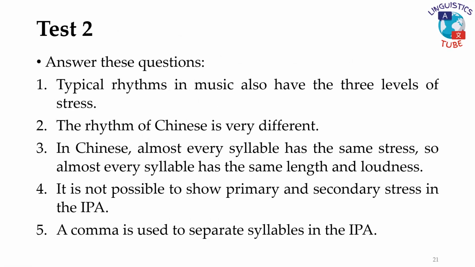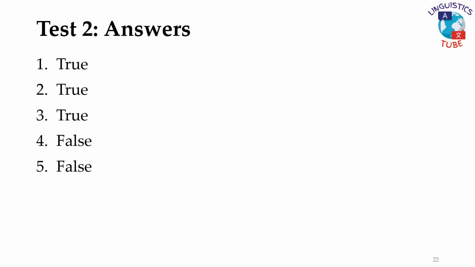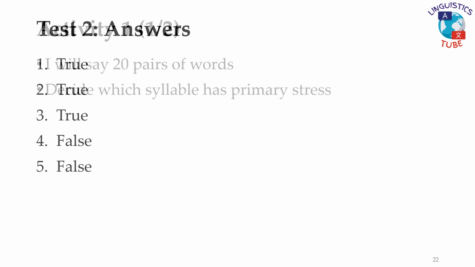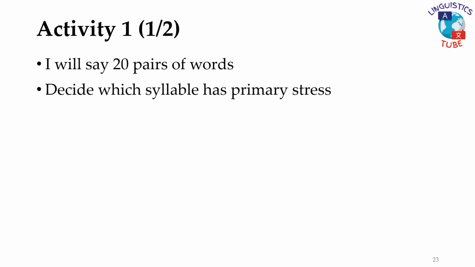Now, please answer these questions. Please pause the video while you decide, and continue when you are ready. Here are the answers. Now, let's do some exercises. In our first exercise, I will say 20 pairs of words. In each word, decide which syllable has primary stress.